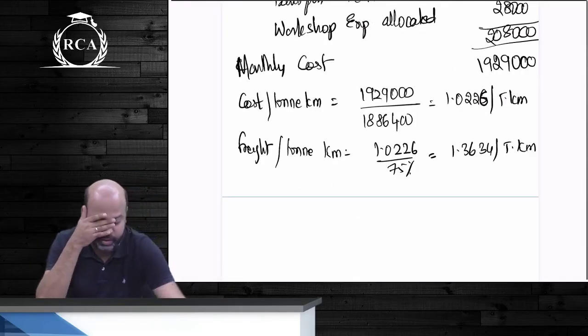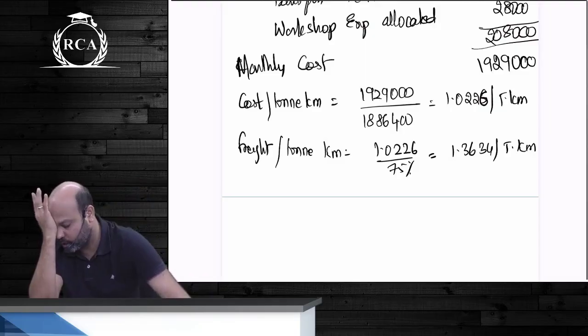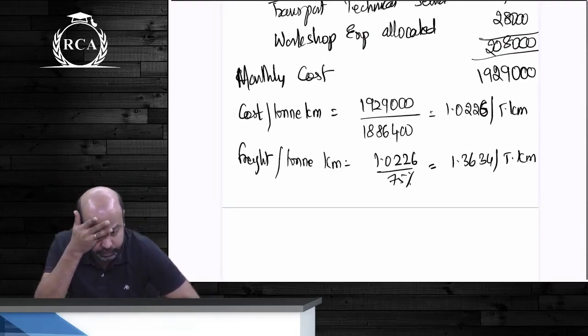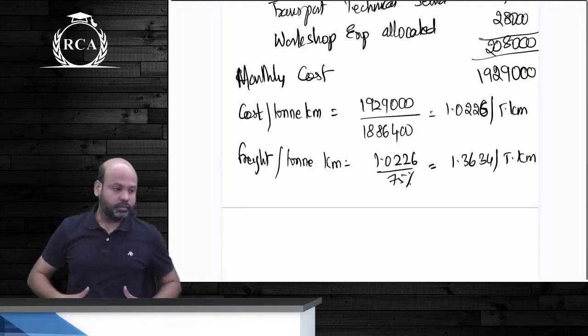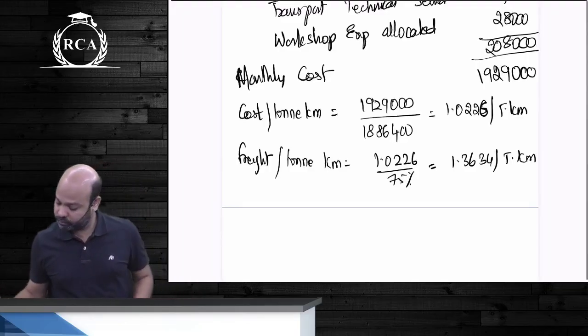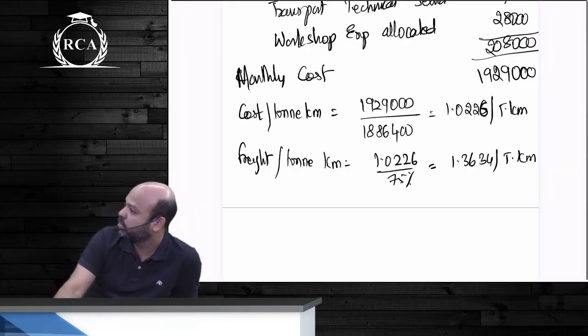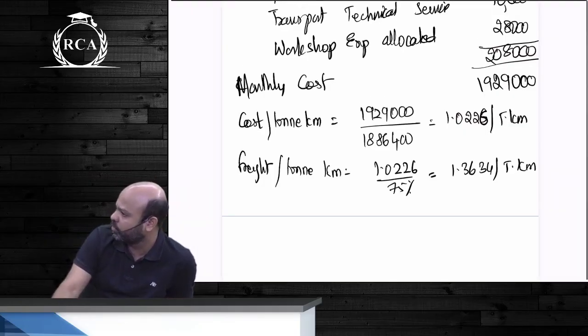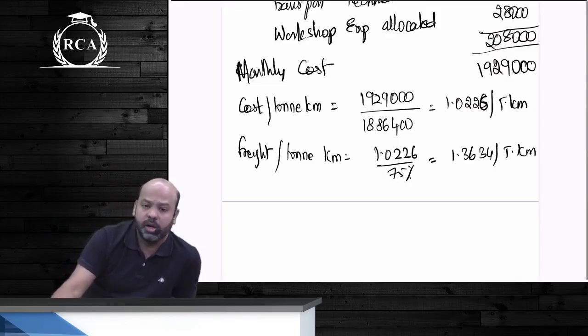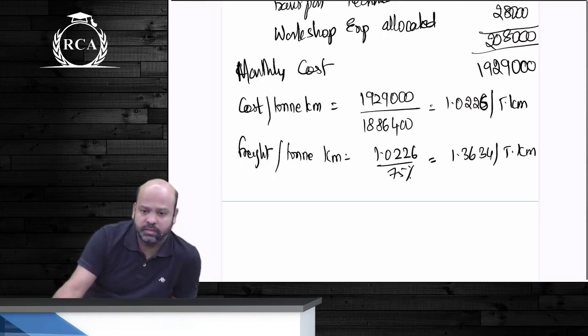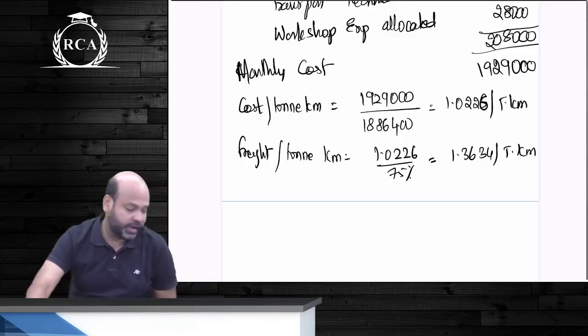The next few questions that we have, guys, are for the hotel industry. If you're all done with this, we'll start that. Shall we start, guys? Siddharth, done? You got the whole cost per ton kilometer, freight per ton kilometer. Is everyone done with this? Rudraksh, done, beta? So the next set of questions, guys, are based on hotels.